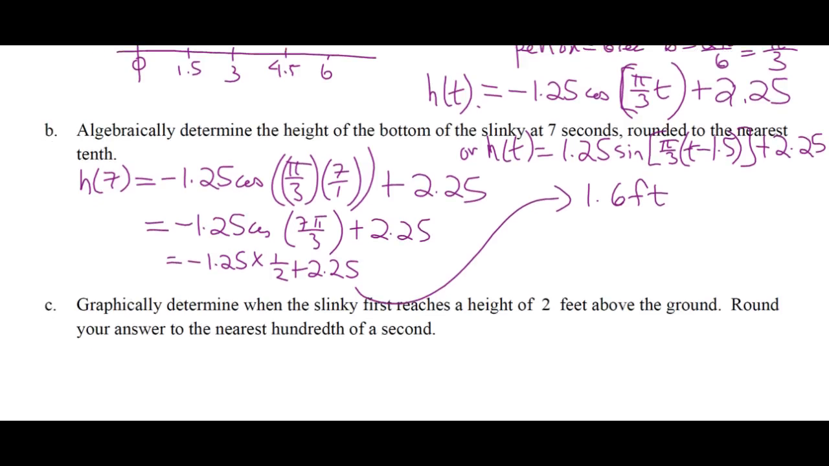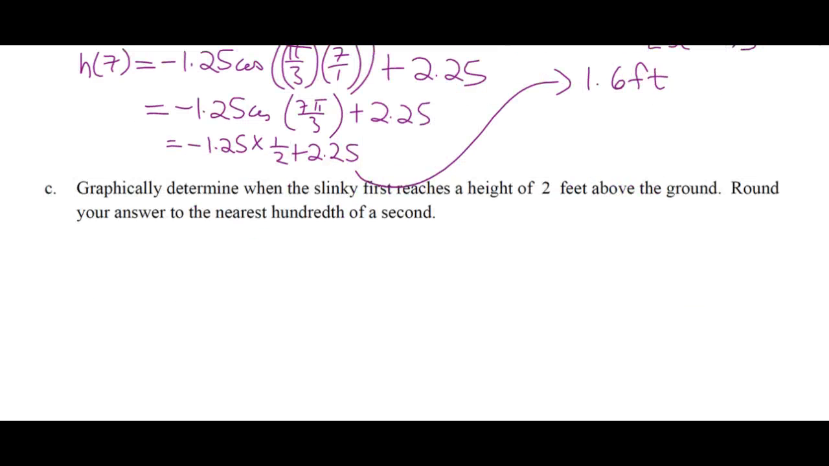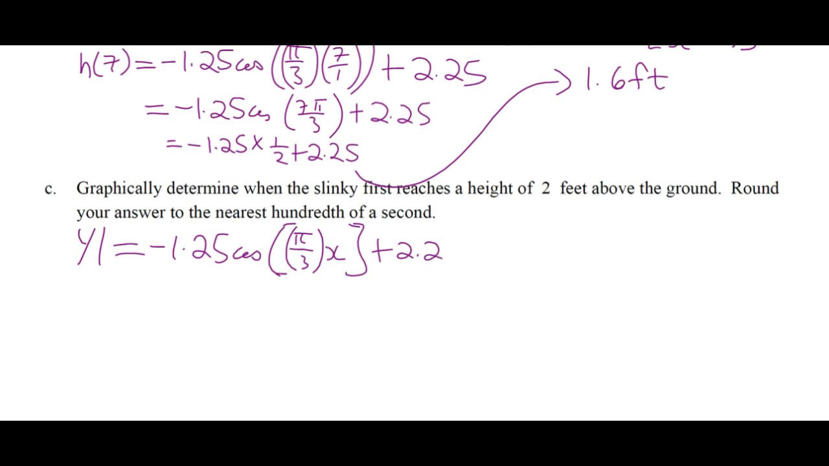Graphically determine when the slinky first reaches a height of 2 feet above the ground. Okay, so graphical, what do we got to do? Yeah, so it says graphically determine, so we need to show, right, here's the work I'm going to do. y1 is equal to negative 1.25 cos pi over 3x plus 2.25. y2 is 2.